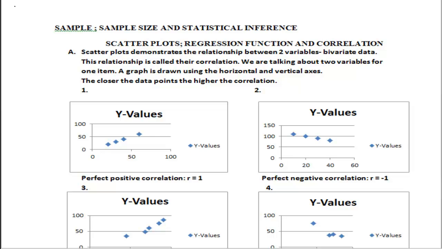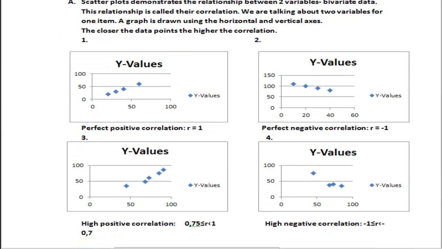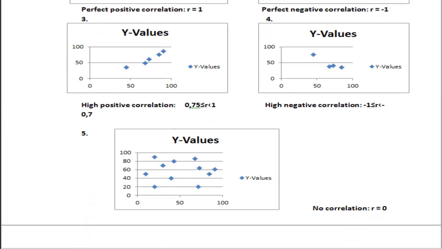Now, the closer the data points, the higher the correlation. So look at the first one, it's a perfect positive correlation, like y is equal to x, and the next one is a perfect negative correlation. If we go down, the next one is a high positive correlation, and then you've got the next one, which is a high negative correlation, and the last one where all those points are scattered, no correlation, etc.